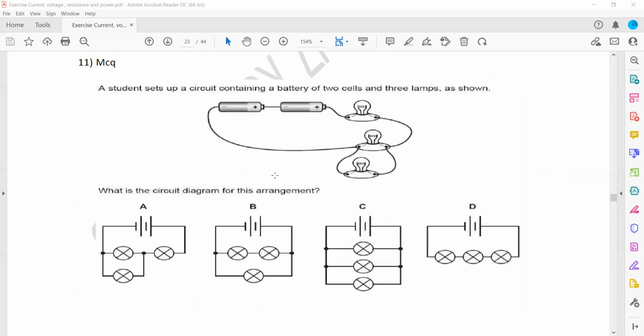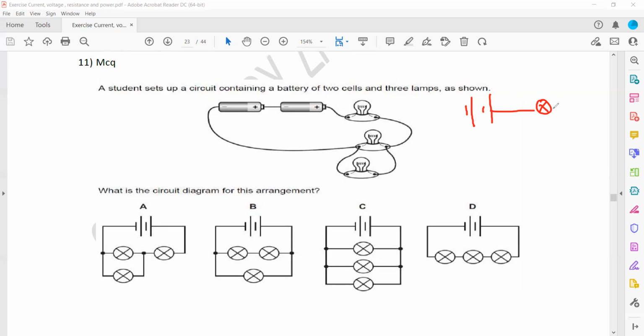A student set up a circuit containing a battery of 2 cells and 3 lamps. Which is the correct circuit diagram? So this is the first cell, negative. Negative is small, positive is big. Then next to that is another negative and positive. Then there is a bulb. So what is the circuit symbol for the bulb? This is the circuit symbol for the bulb.